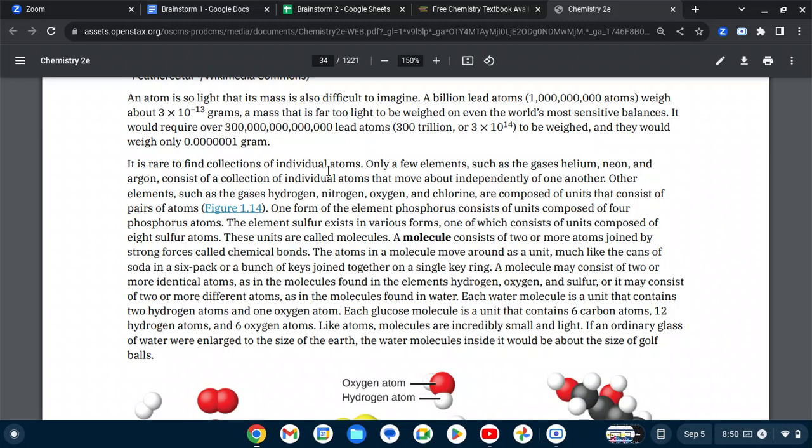Like atoms, molecules are incredibly small and light. If an ordinary glass of water were enlarged to the size of the Earth, the water molecules inside it would be about the size of golf balls.